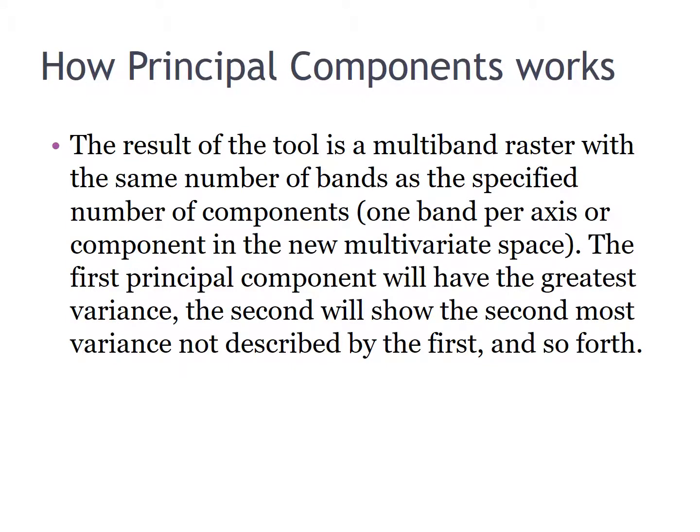The result of the tool is a multiband raster with the same number of bands as the specified number of components. You want 3, it gives you 3. One band per axis, or one component, in the new multivariate space. In this new space, the first one is the component that has the greatest variance, the second one has the second most, and so on and so forth.